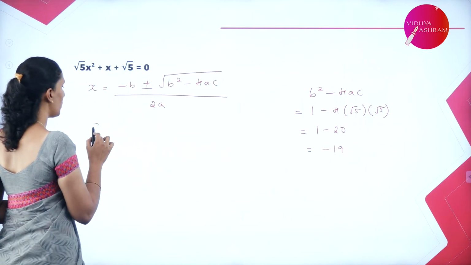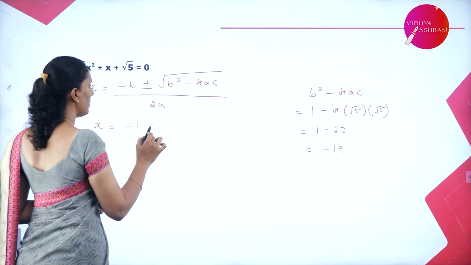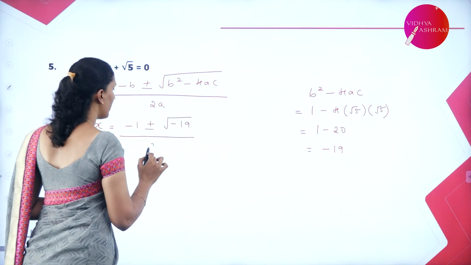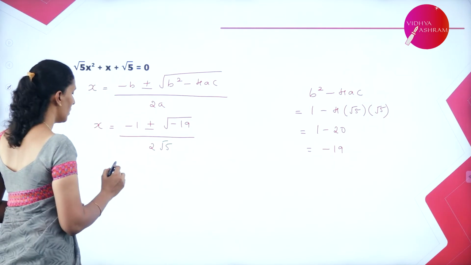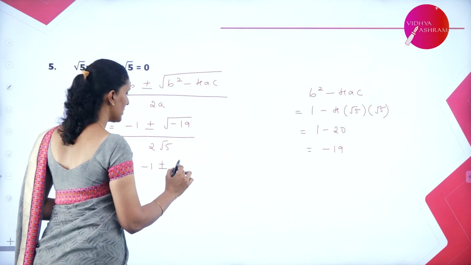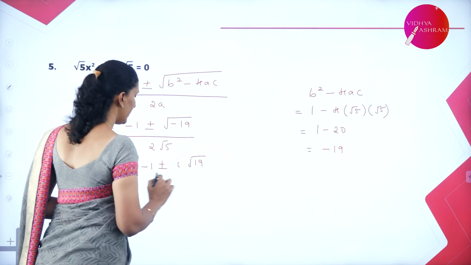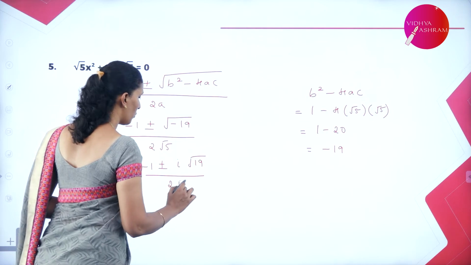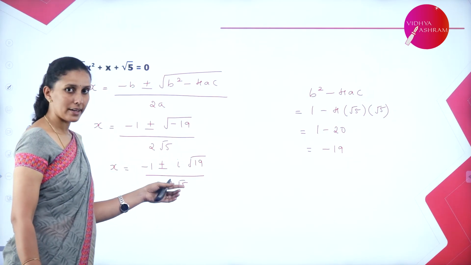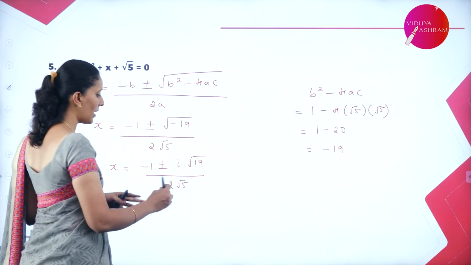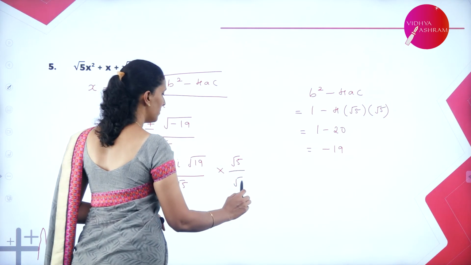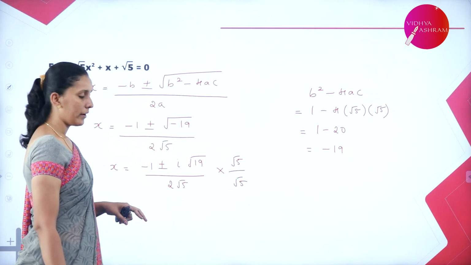So hence here the equation becomes minus 1 plus or minus root of minus 19 divided by 2 root 5. So x is equal to minus 1 plus or minus i root 19 divided by 2 root 5. So if you want to remove any surd, that is any square root or cube root here, just multiply by root 5 and root 5 to the denominator and numerator.